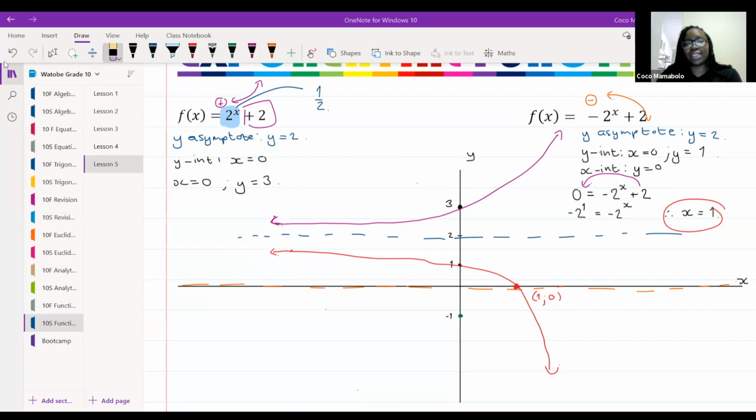Sihle was asking the exact same question. So how did we get 1? That's how we got 1. Sihle, I hope that helped.